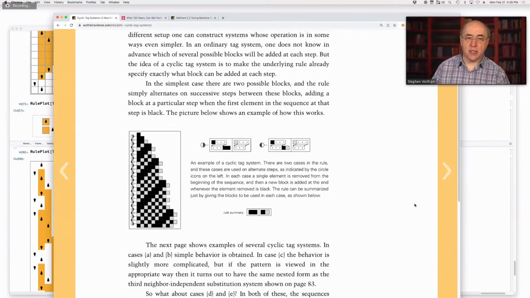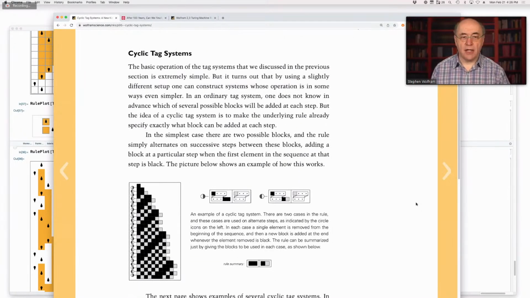Even simpler than tag systems are what I called cyclic tag systems. In a tag system, what you add to the end can be different things depending on what the initial values of cells were, and you can have multiple initial cells that you cut off and so on. In a cyclic tag system, all you're doing is cyclically going one state, another state, one state, another state, and at each step, you're either deciding to add something or not.